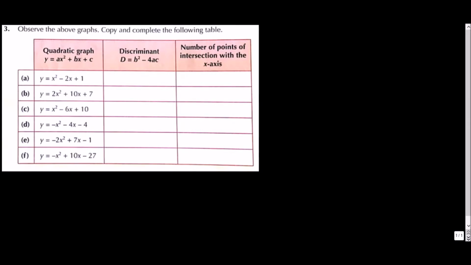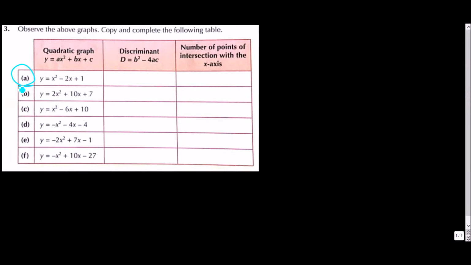So one of the things, if we look at part A, it wants you to list the discriminant and the number of points of intersection with the x-axis. That's where you can use your graphing calculator to make that connection.